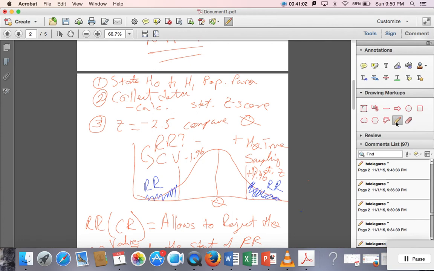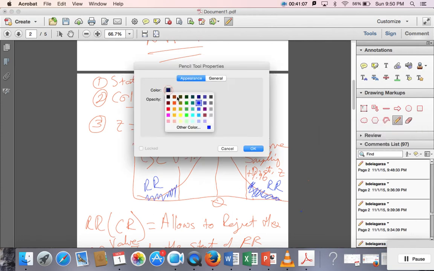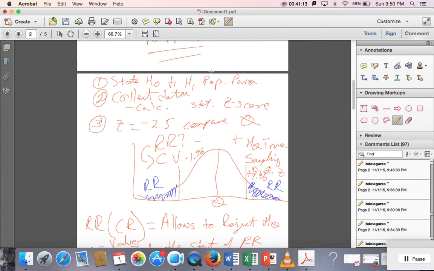Here again, I just want to change the color of my marker very quickly. Give me 1 second. We're going to change this into a green color. So here I find negative 2.5. I'm going to go find negative 2.5, and I'm going to assume it's going to be right around here.